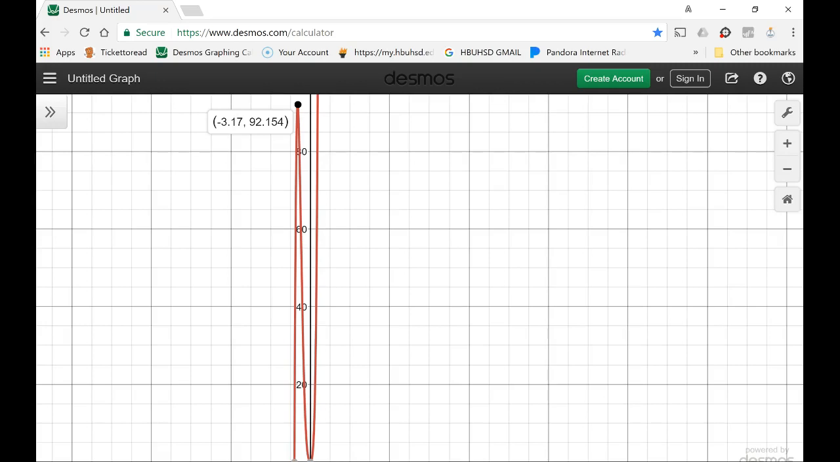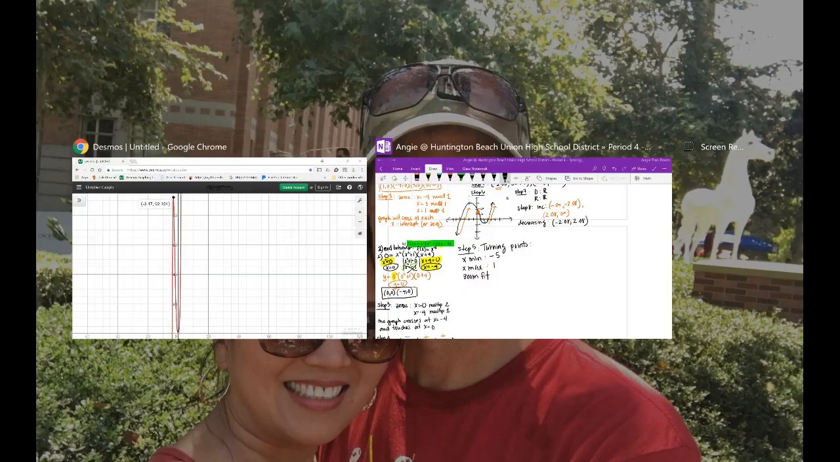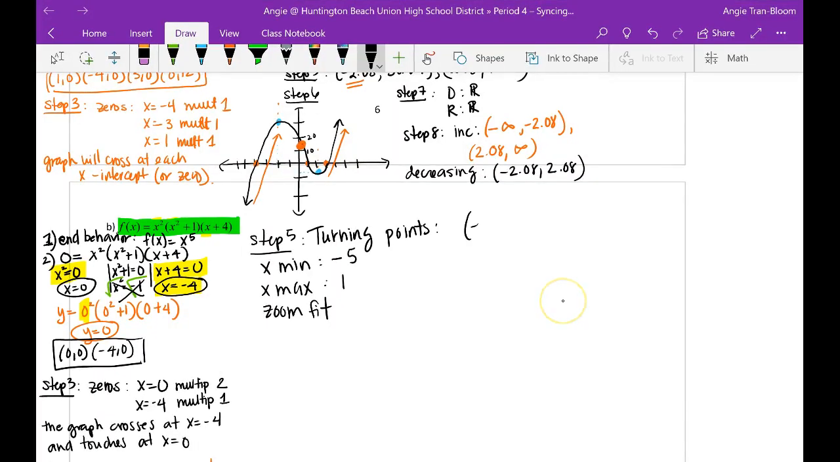-3.17 and 92.15. Okay, I'm just going to use 2 decimal places. So my first turning point is -3.17, comma, 92.15. Let's double check my values.